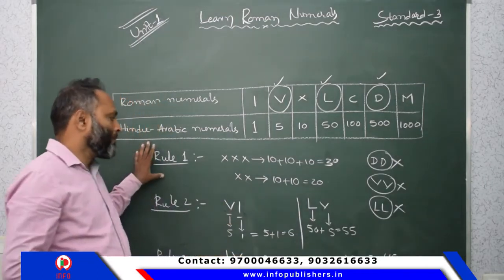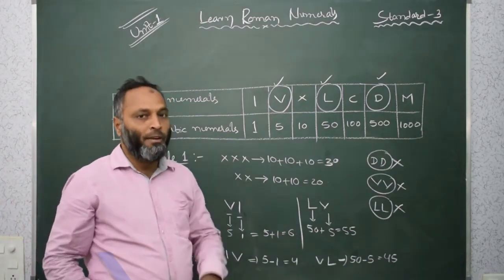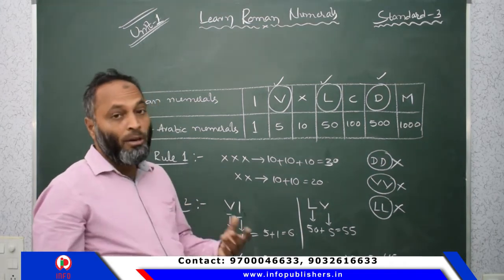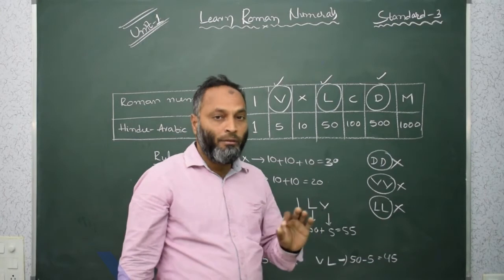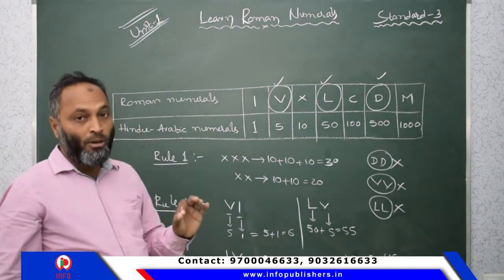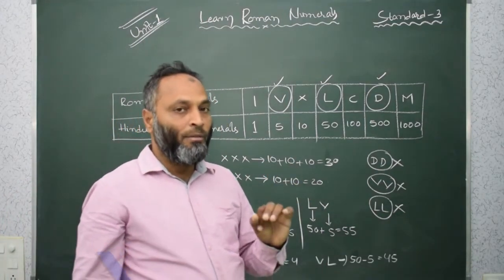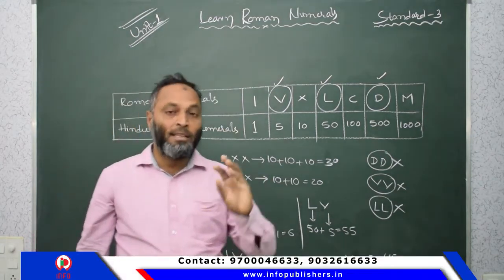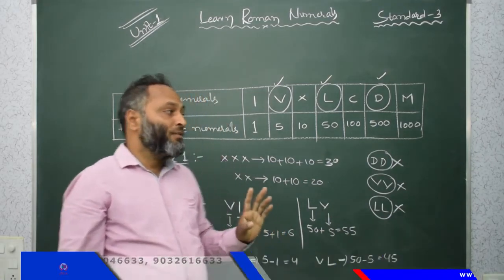In the first rule, if any Roman numeral repeats, we have to add. If the smaller Roman numeral comes on the right side of the bigger Roman numeral, then we have to add. The third rule, if any smaller Roman numeral is on the left side of the bigger Roman numeral, then we have to make minus, that is bigger number minus smaller number. Whatever is the answer, that is the representation of that number.